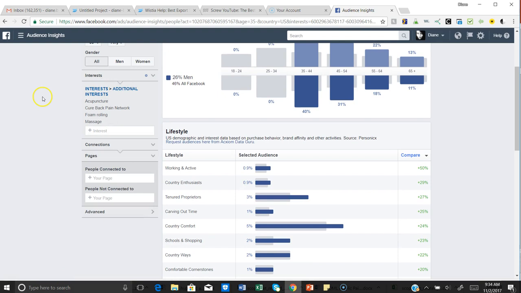So now we have four interests, right? If you have a page, you can connect people. You say people connected to your page. You can also look for people not connected to your page. You can also, for this, there's a drop down.